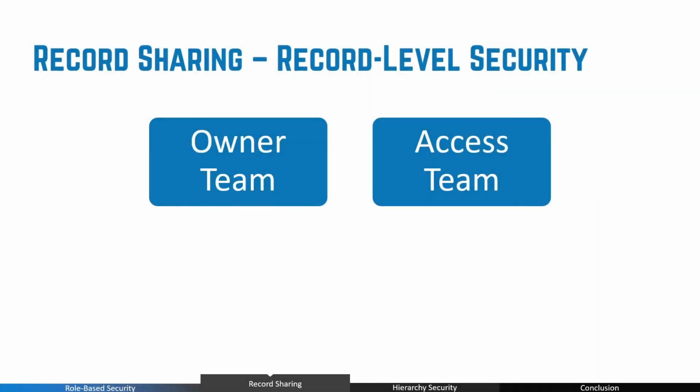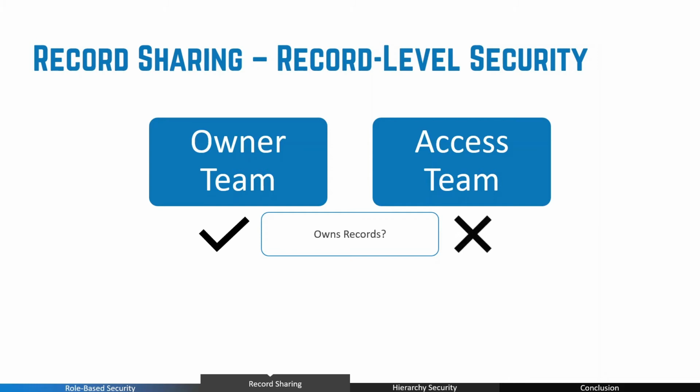Now let's talk about record sharing. Record sharing is a powerful way of handling exceptions that don't fall into the record ownership or member of a business unit access model, just like what we have seen in the demo. Sharing can be done at both the user and team level. However, sharing with a team is a more efficient way of sharing, and a more advanced concept of sharing is what we call access teams.